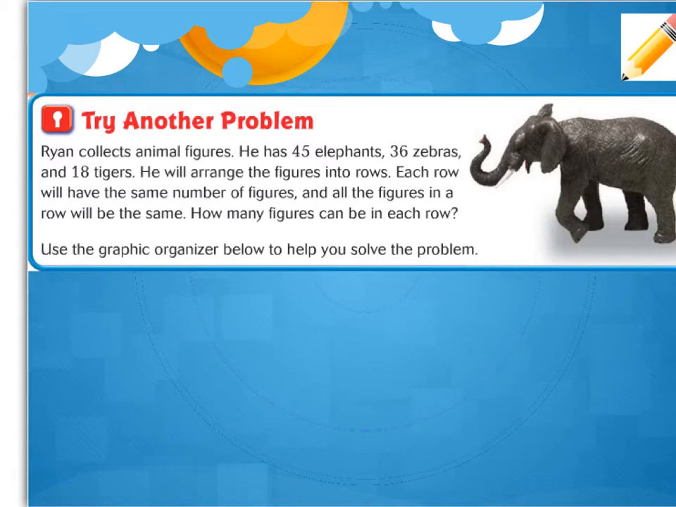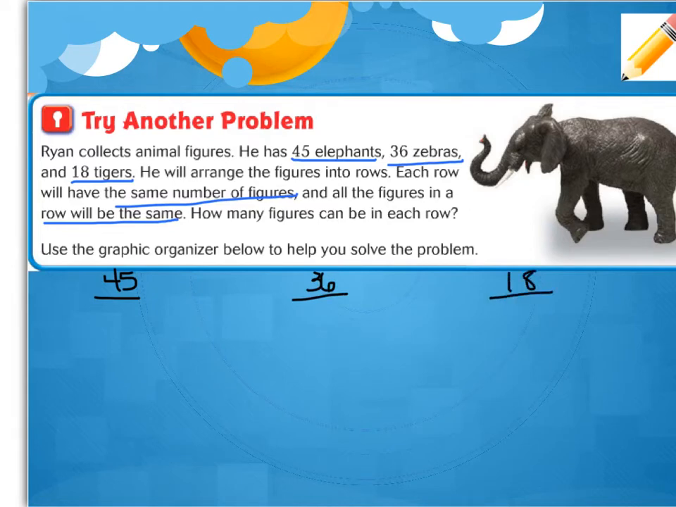Like the last problem, we're trying to arrange something into equal rows where all the figures are the same. I see that Ryan has 45 elephant figures, 36 zebra figures, and 18 tiger figures. So to solve this problem, I'm going to find the factors for 45, 36, and 18 and see which numbers they have in common.